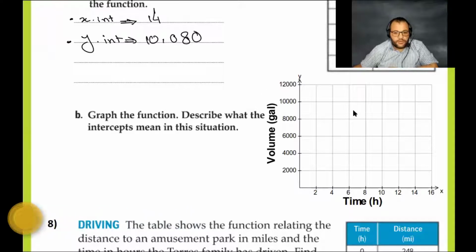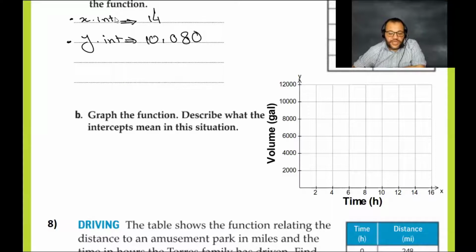Okay. So if you want to graph now, we'll graph by using the x-intercept and the y-intercept. What is the meaning of x-intercept? X-intercept is the point of intersection between the line and the x-axis. So the line will intersect the x-axis at 14, so just from 14, I will put a point. And it will intersect the y-axis at the point 10,080. 10,080 will be approximately at this place. So just graph the line. That's how we can graph this one.